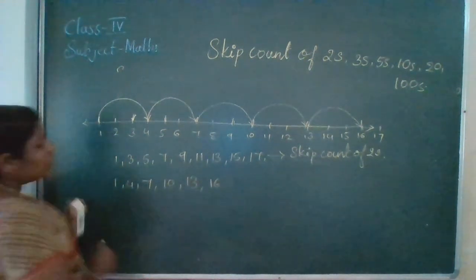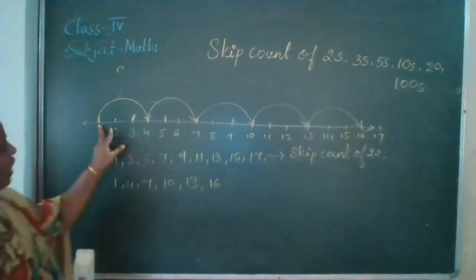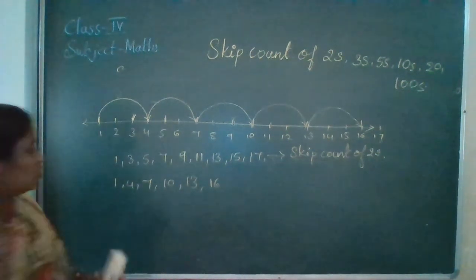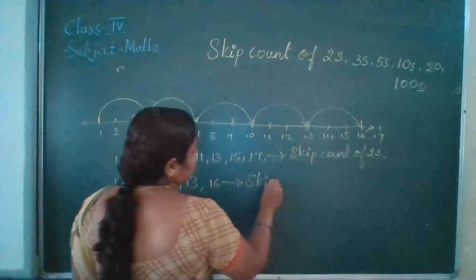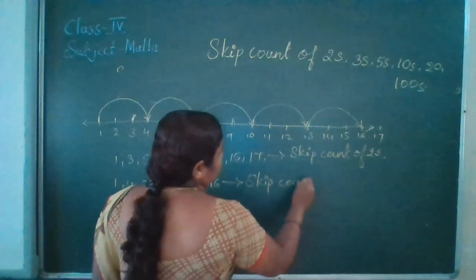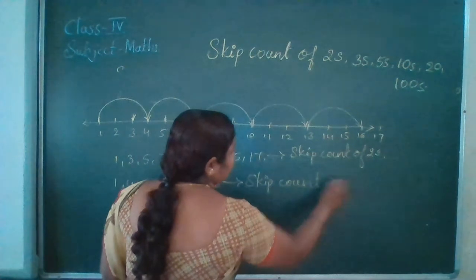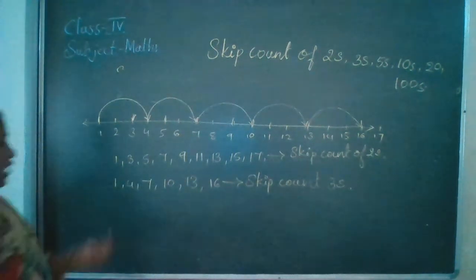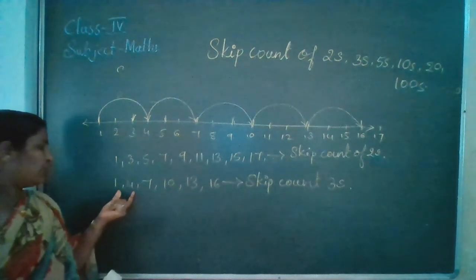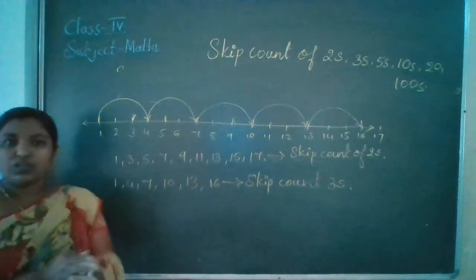16. Okay. How much did I jump? 1, 2, 3 jumps. So this is skip count threes. Yes. What do I have to do here? 1, then after that 4. How is it skip count threes?